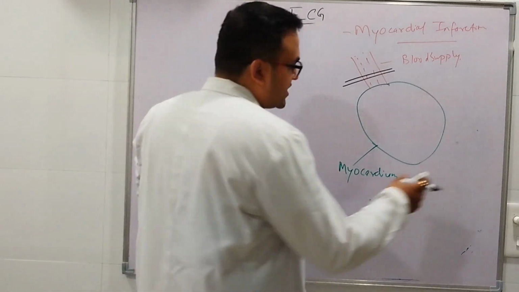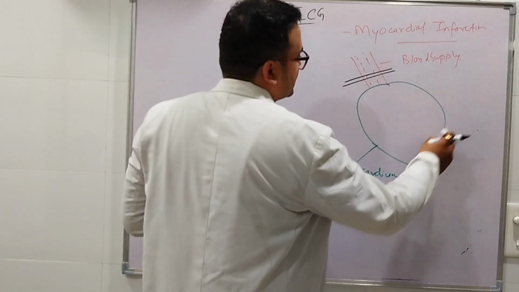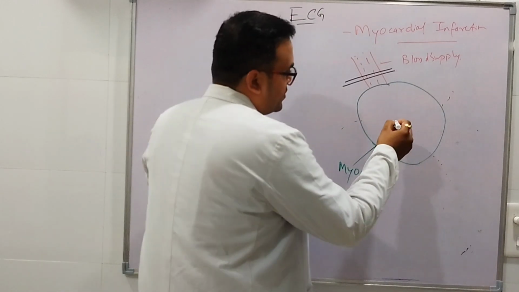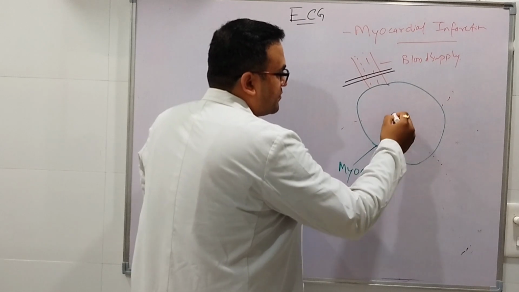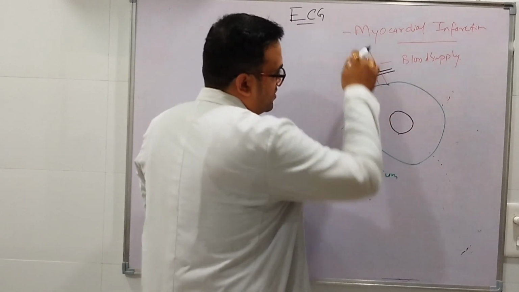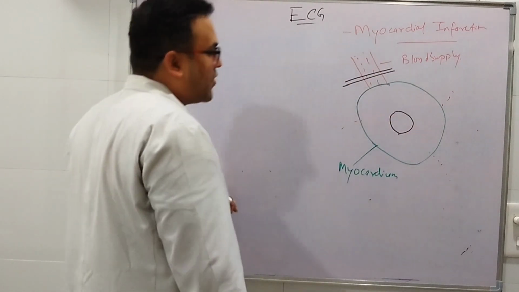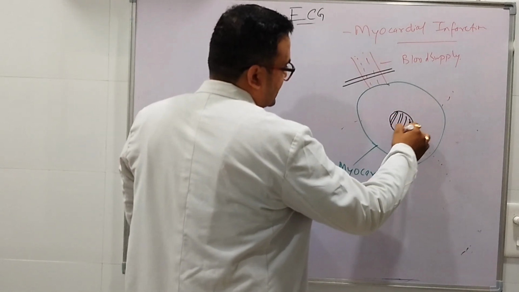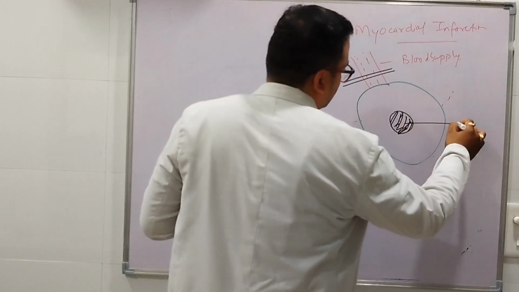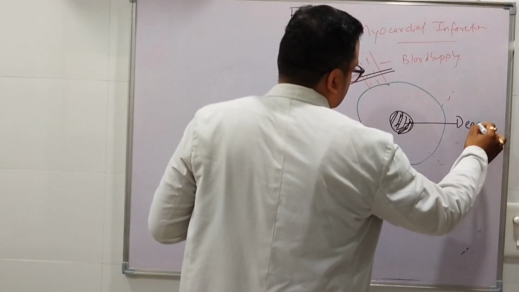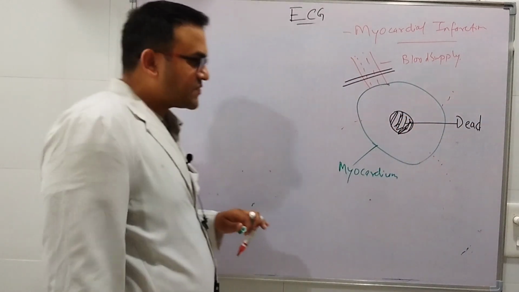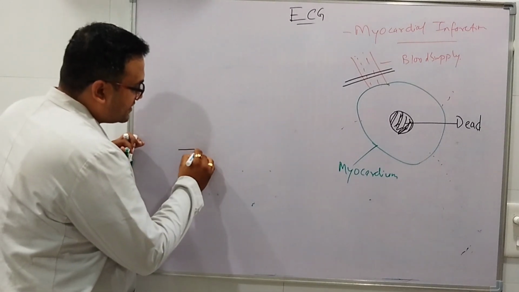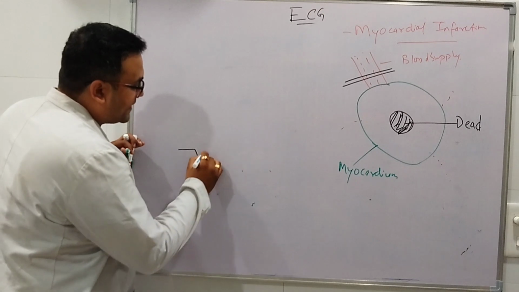There can be some circulation from other small blood vessels here, but the maximum brunt of this occlusion will be borne by the innermost myocardial cells. This is the dead zone. This dead zone is represented in MI as a big Q wave.